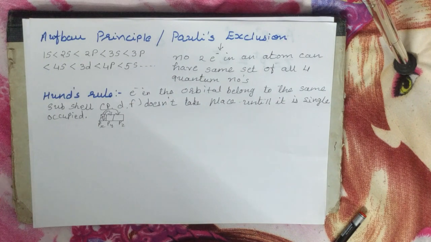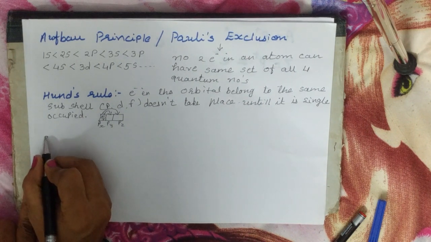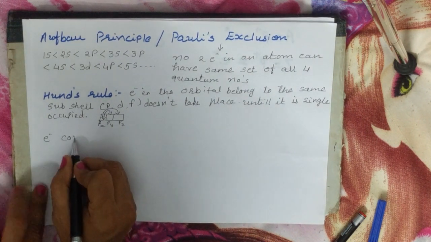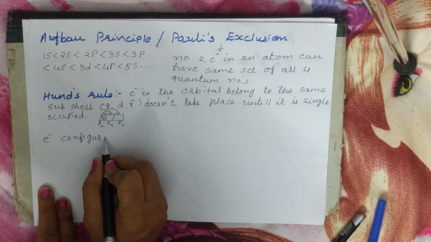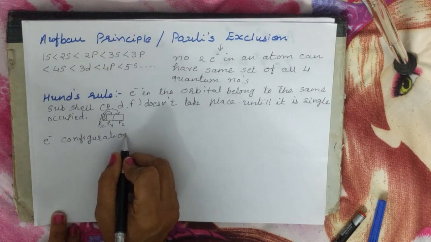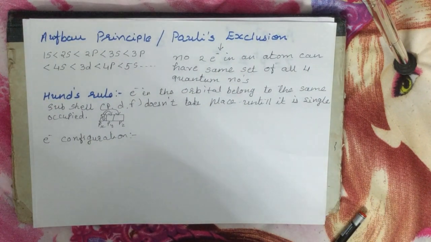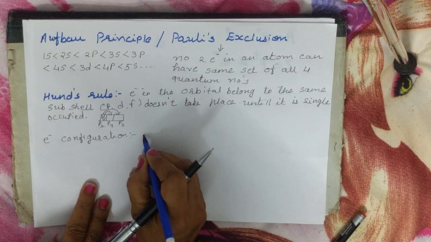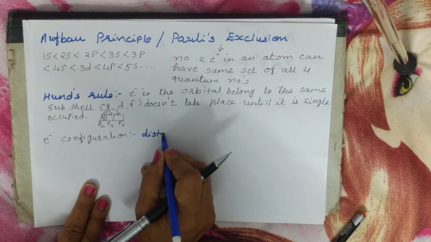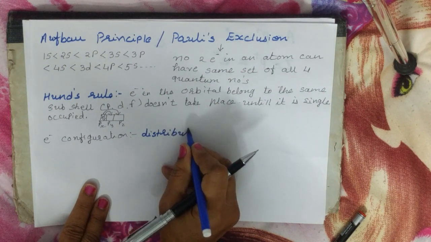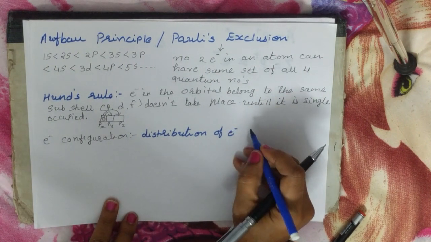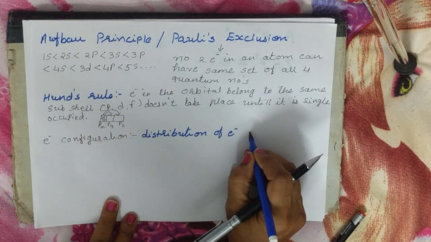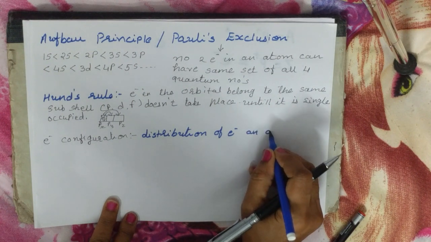So now we'll go with the electronic configuration of atoms. What is known as electronic configuration, students? According to the above rules, we are going to study electronic configuration. Electronic configuration is the distribution of electrons in an atom.